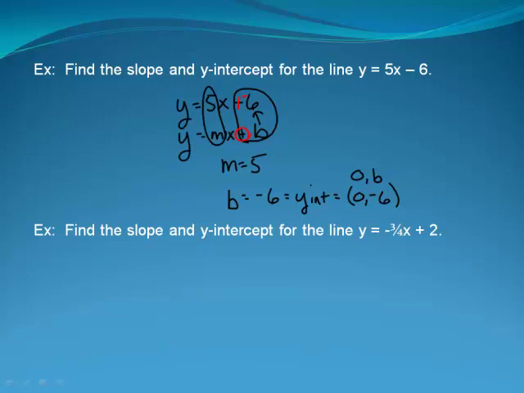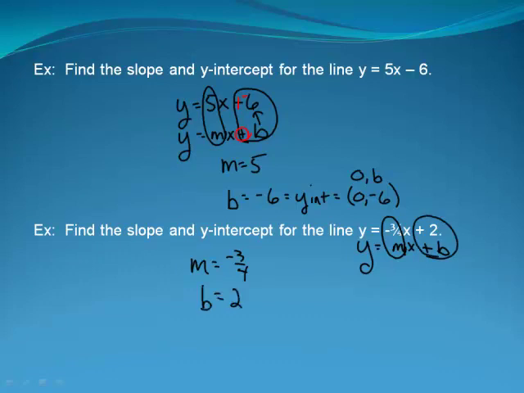The next example says find the slope and the y-intercept of the line y equals -3/4 times x plus 2. Again, your first step is to ask yourself, is that equation in slope-intercept form? Is it solved for y? And the answer is yes. So you can do a direct comparison. y equals mx plus b is the slope-intercept form. Slope is always the number that's attached to the x. So slope is equal to -3/4. And b is a positive 2. Carry the sign with it.